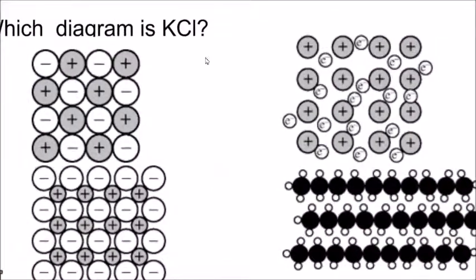So if we look at the molecules here, I would say this top one is a better representation of KCl because K is a +1 charge and Cl is a -1 charge, and also they're relatively the same size.